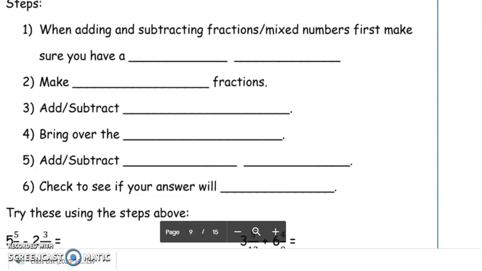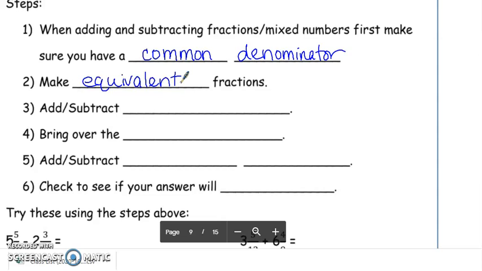So when adding and subtracting fractions or mixed numbers, first make sure you have a common denominator. When you talk about a common denominator, remember that means we're looking for the same size pieces, okay? Common denominator. After you have that common denominator, you're going to make equivalent fractions, meaning if your denominator changes, your numerator will change by the same factor.